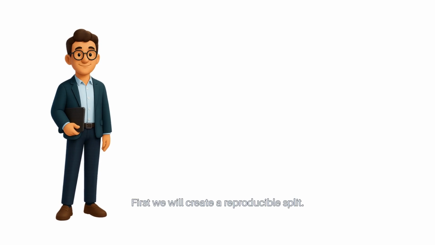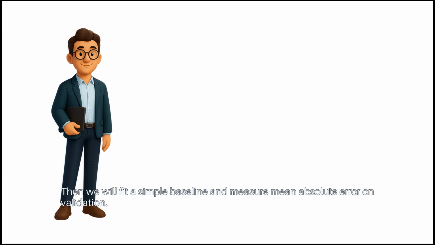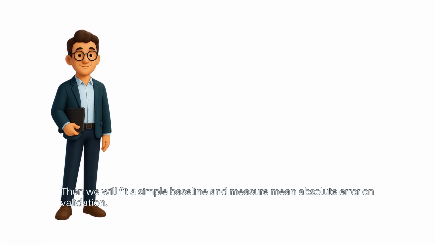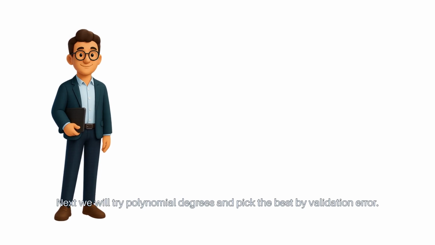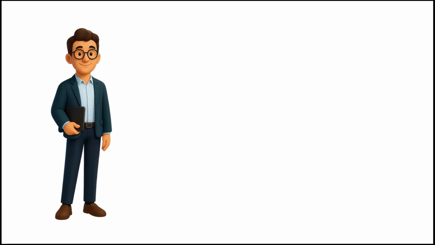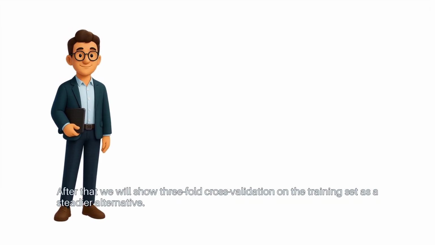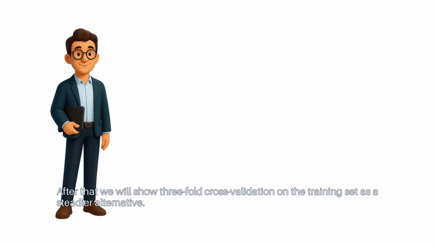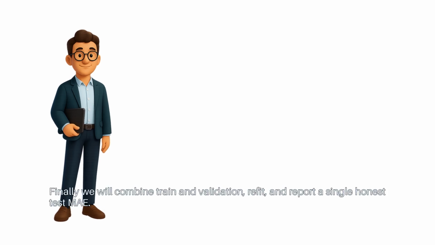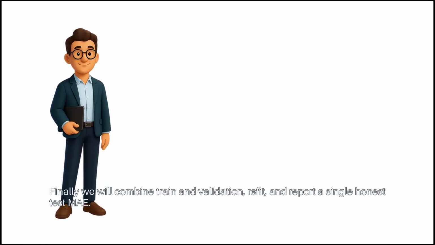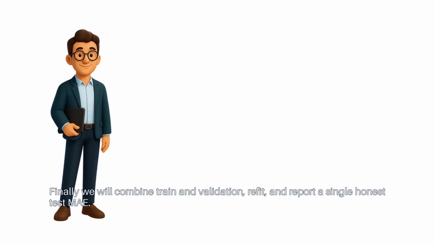First, we will create a reproducible split. Then we will fit a simple baseline and measure mean absolute error on validation. Next, we will try polynomial degrees and pick the best by validation error. After that, we will show threefold cross-validation on the training set as a steadier alternative. Finally, we will combine train and validation, refit, and report a single, honest test MAE.